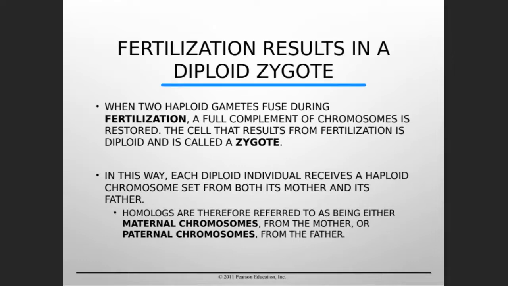So the cell that results from fertilization is a diploid cell now, because you have a haploid sperm and a haploid egg. They fuse together, they add their chromosomes together. So now they go from being 2 1N or haploid cells to a single diploid zygote. Right? So in this way, each diploid individual receives haploid chromosome sets from both mother and father. This is that genetic diversity that you get from sexual reproduction. So homologs are referred to as either being maternal chromosomes, the ones from your mom, or paternal ones from dad.